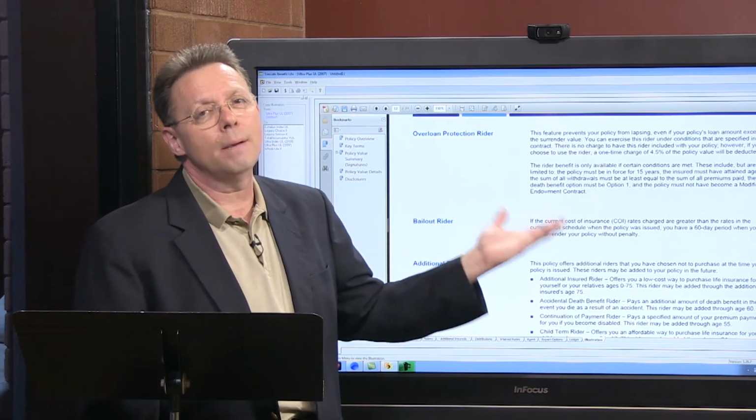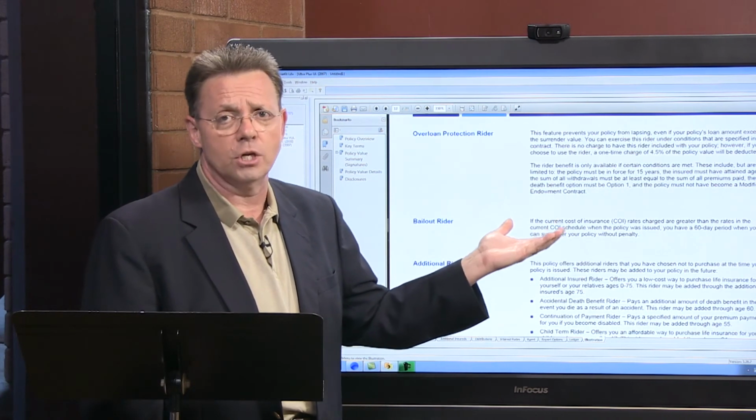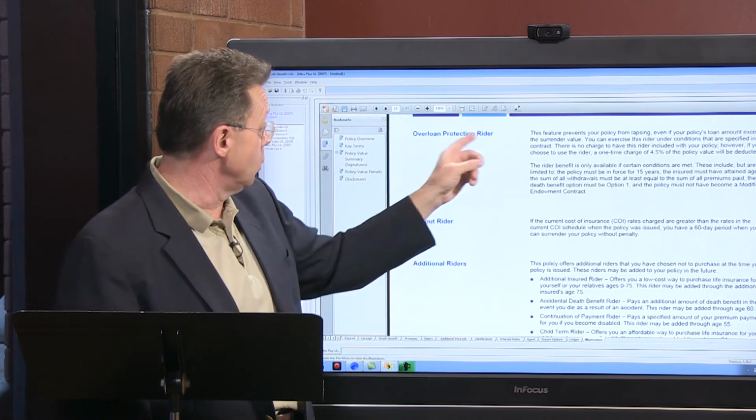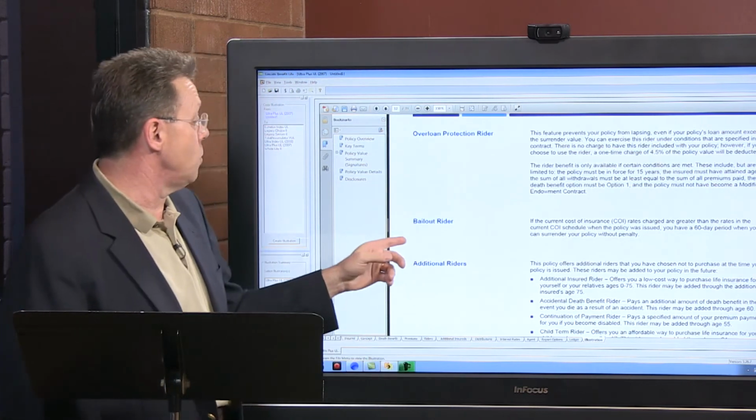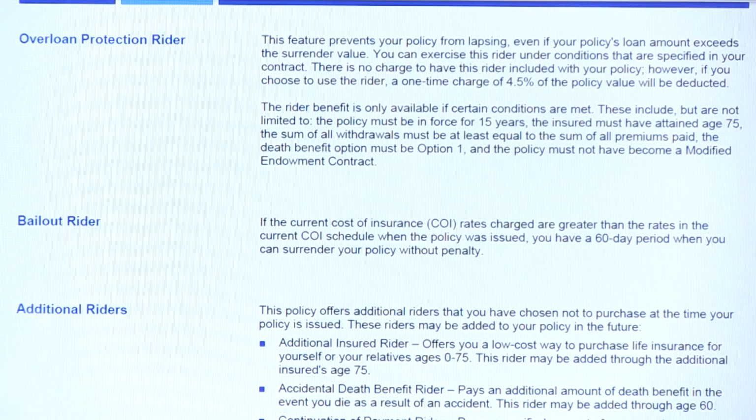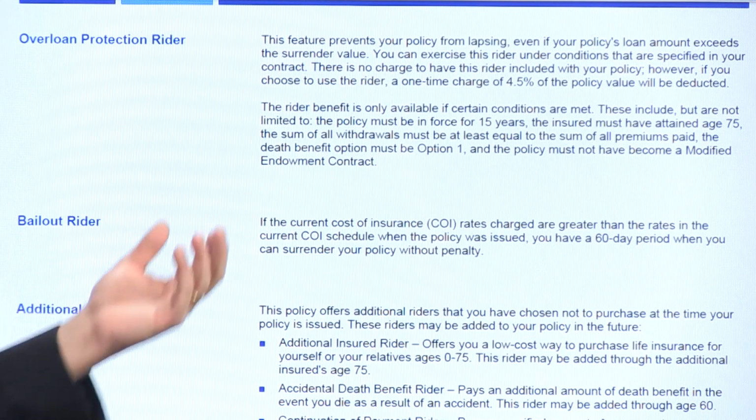And the bigger issue is some of this death benefit, some of this coverage is going to stay online with overloan protection riders. They also give you a bailout rider. Now, not everybody does this. This is a little feature of Lincoln Benefit. A handful of them do this.